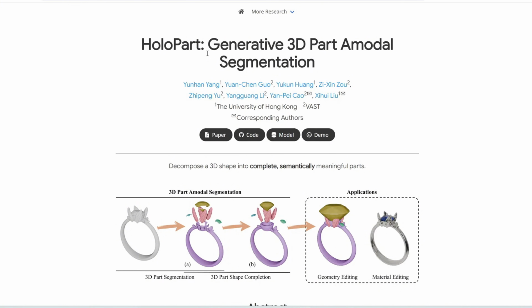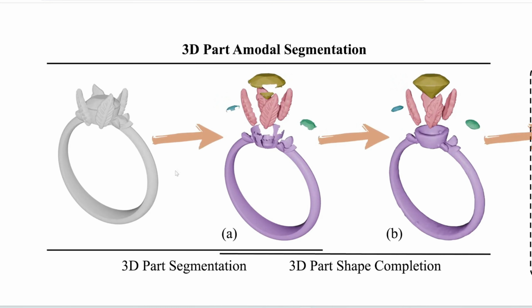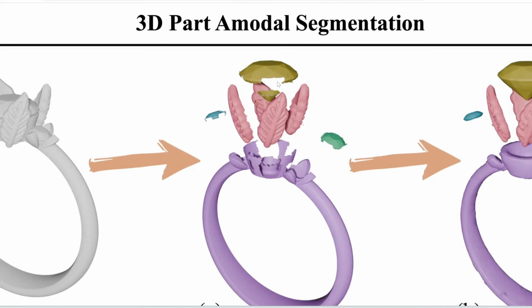It can even figure out what's hidden from view. So here's an example. Let's say you have this object of a ring. Well, in the first step, it segments the ring into different meaningful parts, like the ring, and then these decorations, and then the diamond at the top. But note that some of these parts are hidden from view. Like this diamond here isn't really complete. Same with these parts over here.